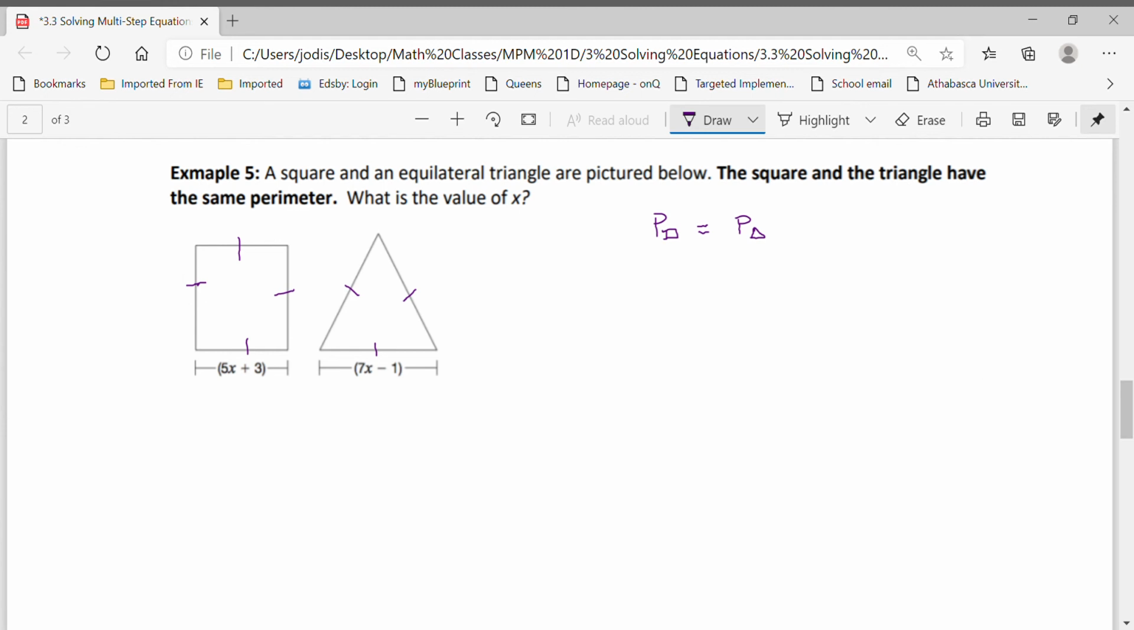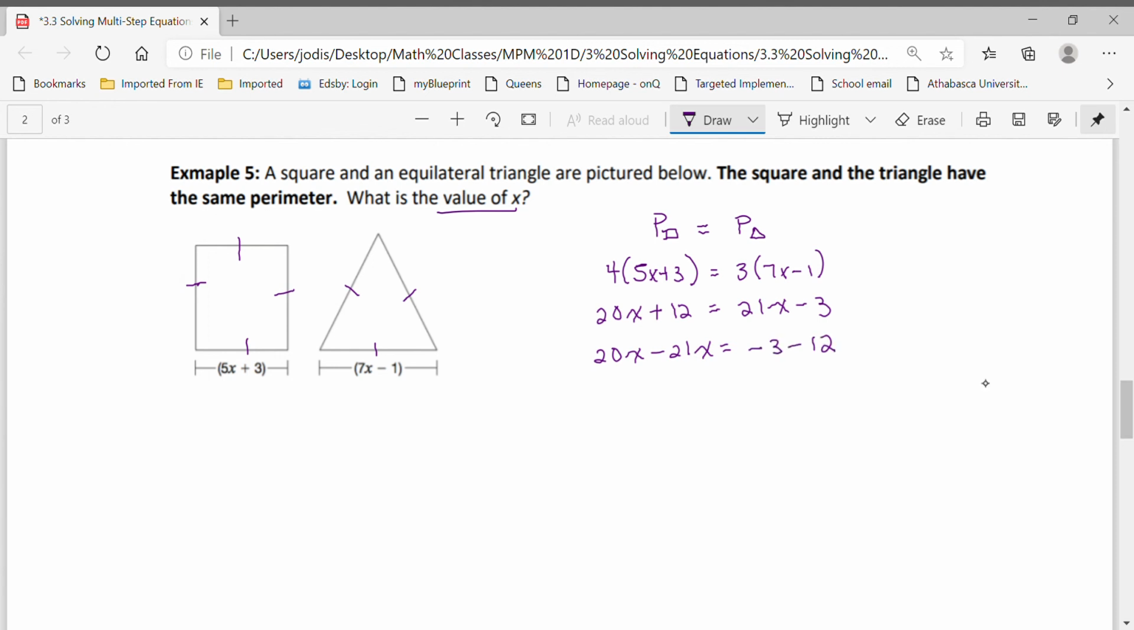So if we calculated the perimeter for the square, we know all 4 sides are equal. So if one side is 5x plus 3, the total perimeter would be just 4 times that. And then for the triangle, if one side is 7x minus 1, since all sides are equal, we could just multiply that by 3 to get our perimeter. Now if we solve for x, that's what they're actually asking for, right? They want to know what x is, and we know that perimeters are equal. So we can distribute here for each side, and then we can get all of our variables to one side, right? Switch your sign on the one you moved.